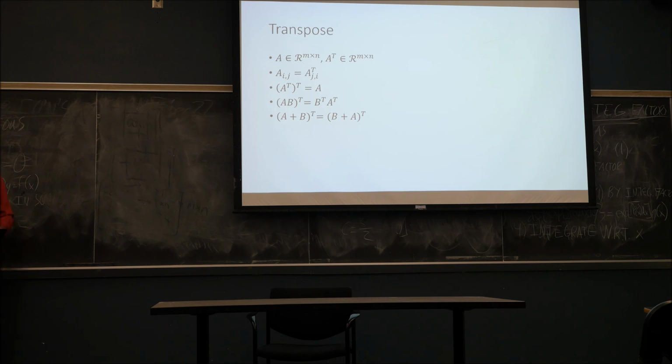The transpose, everybody understands transpose. It's just a switch of rows and columns. So Aij is the transpose of Aji, and the transpose of A transpose is A. This is very easy. And the transpose of AB is B transpose A transpose. And the transpose of A plus B is A transpose plus B transpose. You can switch that, it doesn't matter.